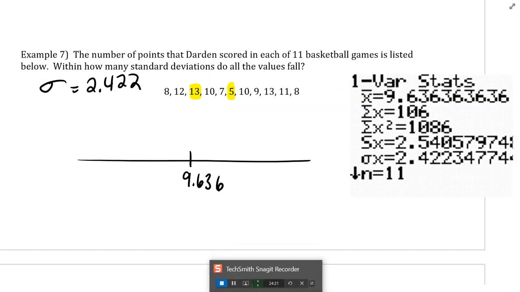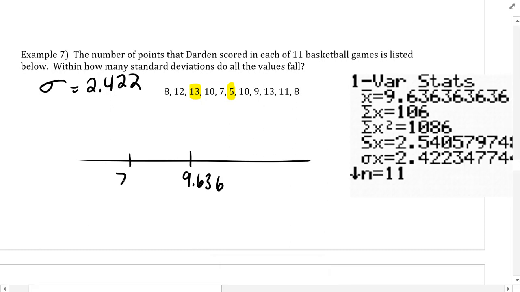Okay. So if I do my 9.636, and I subtract that standard deviation, one standard deviation away would be 7.214. Another one below would be 4.792. And our data point of 5 would be right there. You can see that's within 2 standard deviations below.